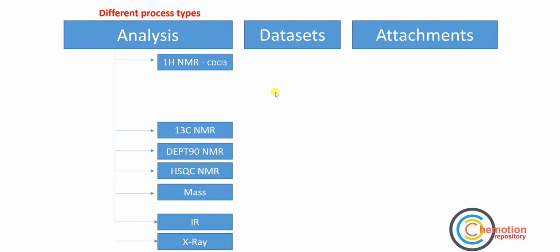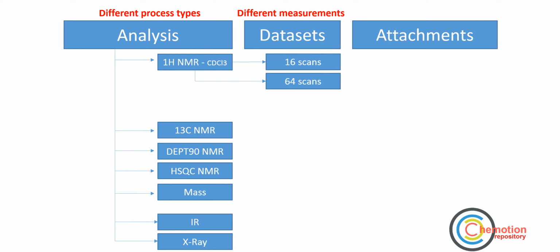Datasets are defined as different measurements that are available for one analysis type. Different measurements may originate from different parameters used for the measurement or a repetition of a measurement to improve the data quality. Typical examples are data that are recorded with more scans. Examples are NMR measurements with 16 or 64 scans.